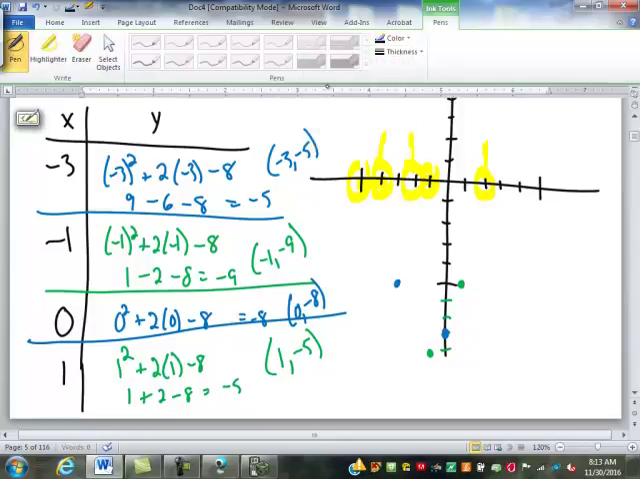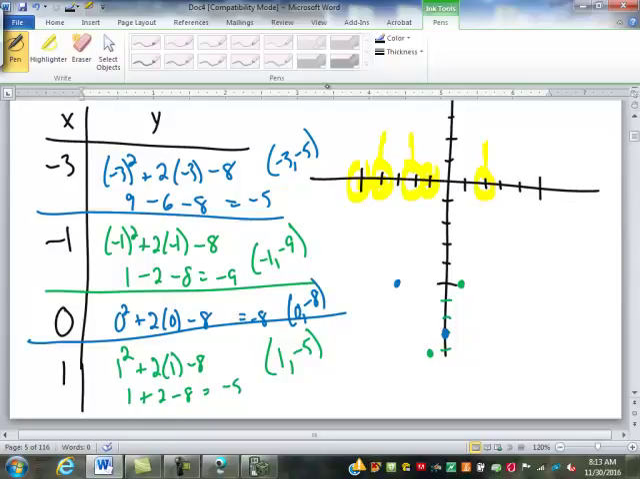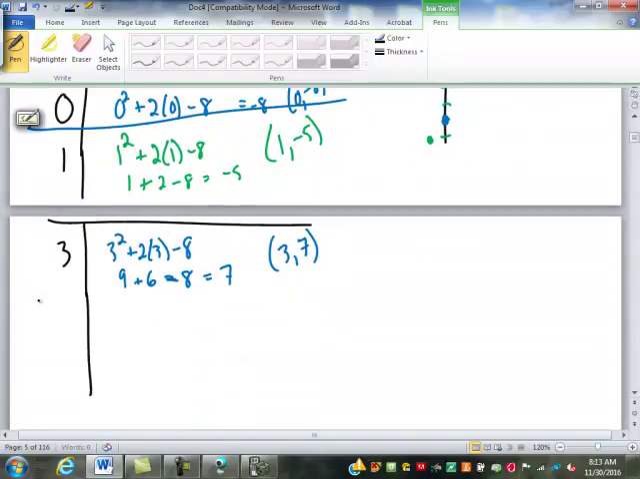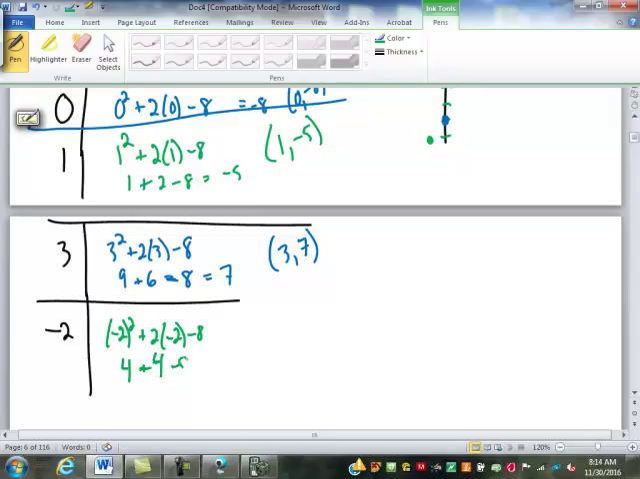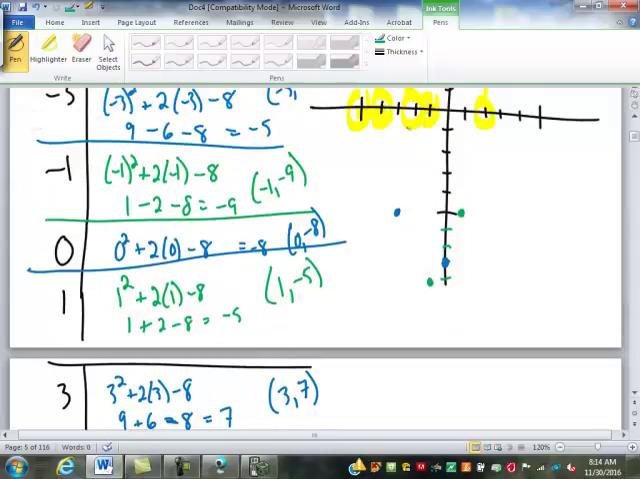So I picked those first few points, put them on the graph. It wasn't necessarily enough, so I used what I had to figure out where do I need more information. So let's try -2. If x is -2, y is going to be -2 squared plus 2 times -2 minus 8. Well, -2 squared is 4. 2 times -2 is a -4. Minus 8 is -8. So that's -2, -8. -2, -8, that's going to be right here. That kind of mirrors that one.